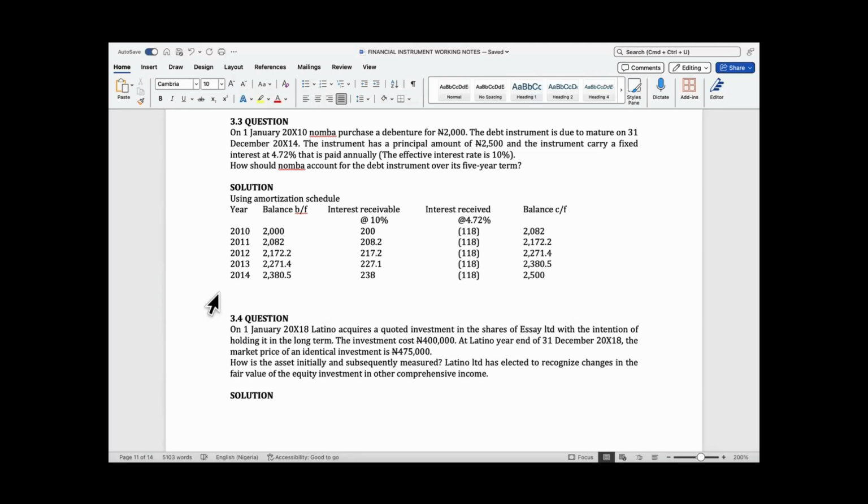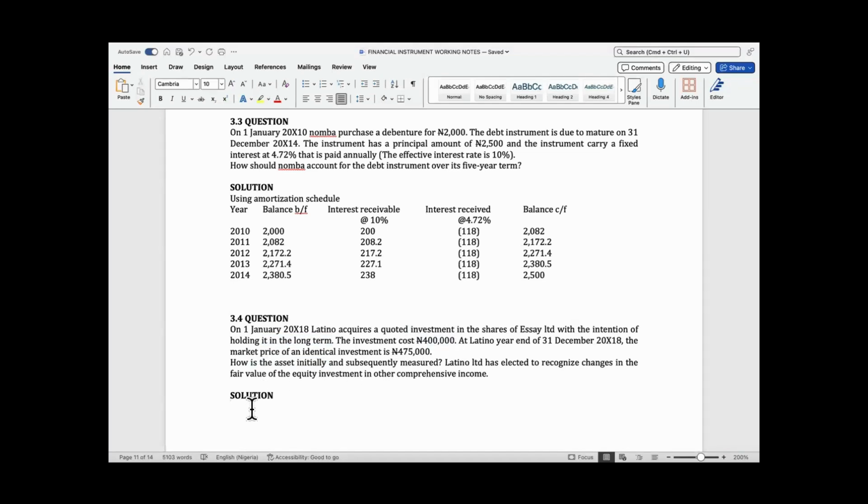Thank you very much. The examiner said: how is the asset initially and subsequently measured? So initially, it's talking about the date of acquisition. Latino actually acquired shares, so this is an equity investment. And he said the intention is to hold it for the long term. That means he's going to classify it at fair value through other comprehensive income. And the investment cost 400,000. I can't see any transaction cost here.